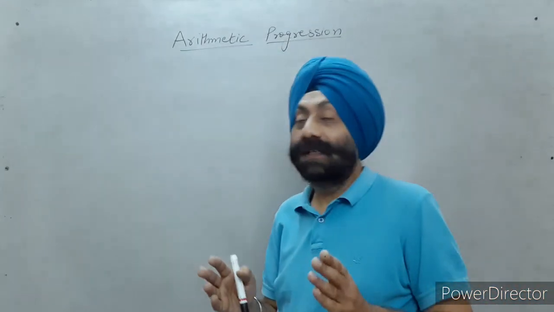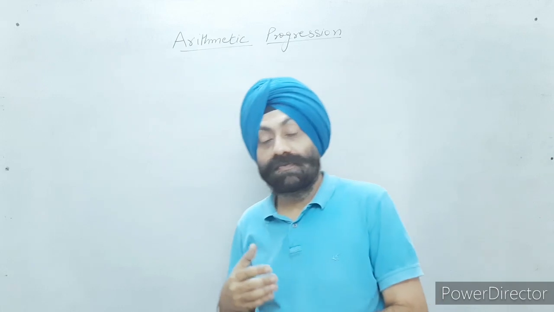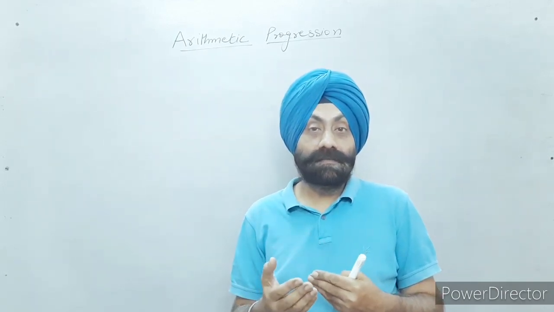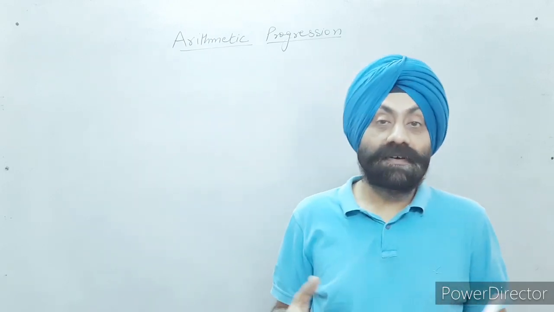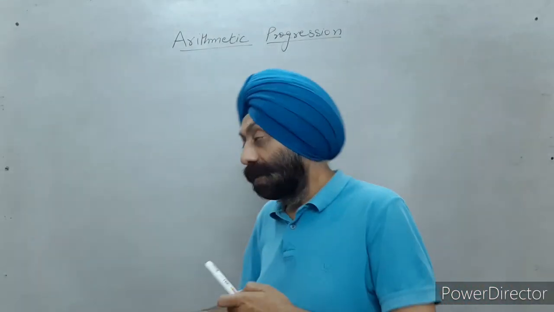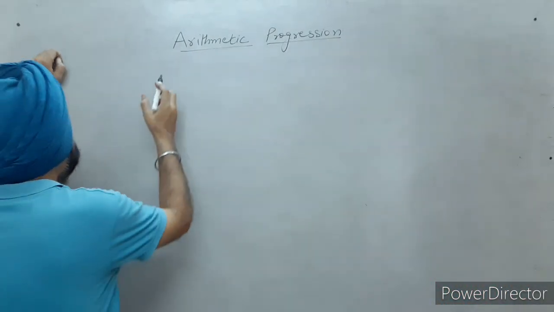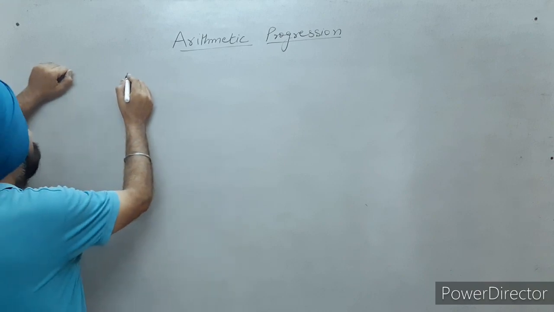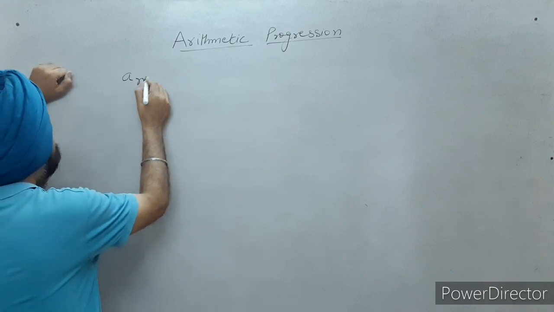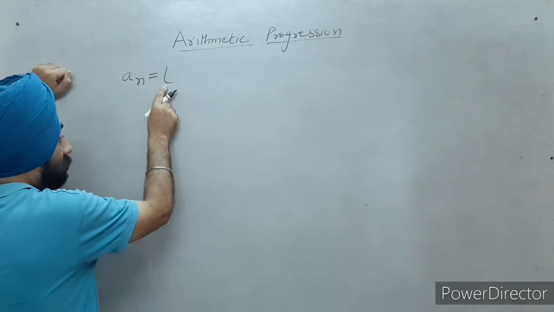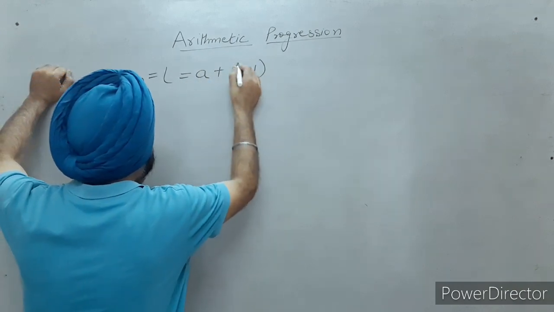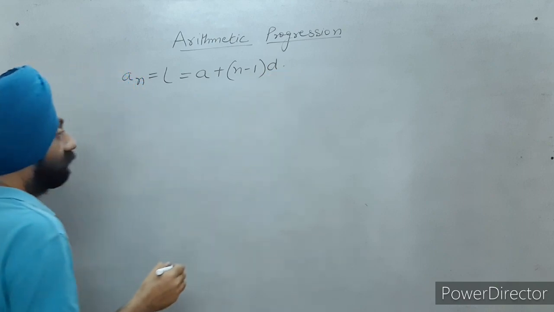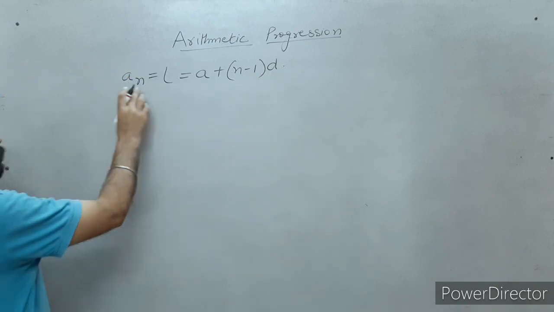In my first two lectures, we discussed how to find the nth term of an AP and the sum of n terms of an AP. I will just rewind the things. The first topic we did was the nth term, or last term, of an AP, which is a plus n minus 1 into d. This we did in the first lecture.